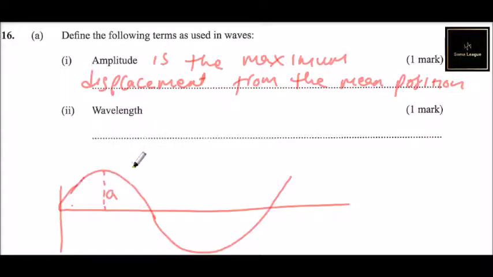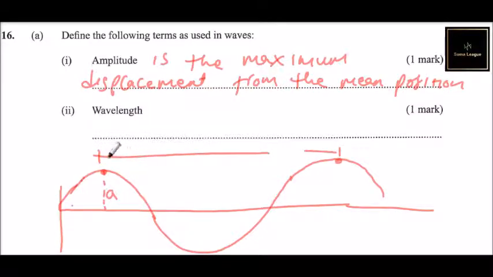Then we have the wavelength. So the wavelength can be defined in several ways. We can say the wavelength is the distance between two successive points in a wave. So if we take this as a position, the other successive point will be this one. So this is the wavelength, from there to there, and we use that symbol to represent the wavelength.